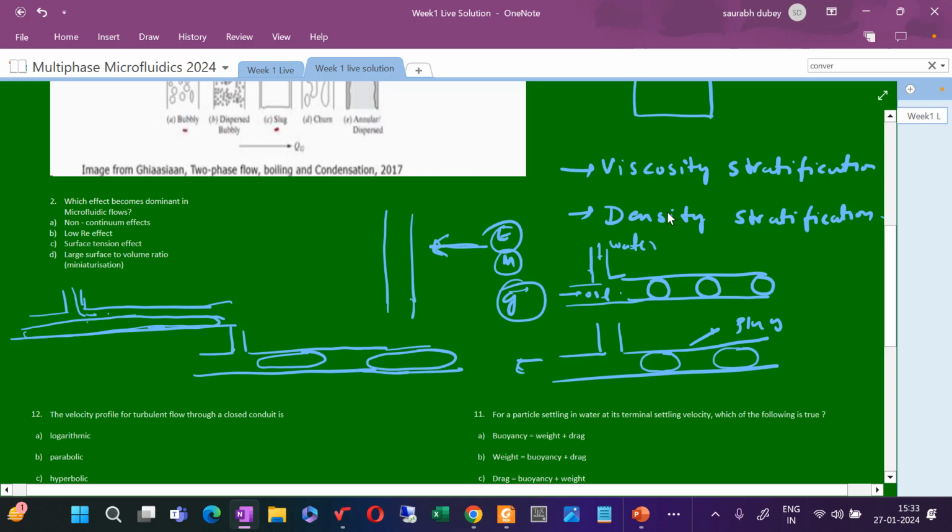These structures, slug, plug or droplet, all depend on the pressure force that we are applying, or the flow rate at which we pass the fluid, and again the property of the fluid, viscosity. In some cases people use a field from the outside to create on-demand droplets. So field-induced droplets can be created.